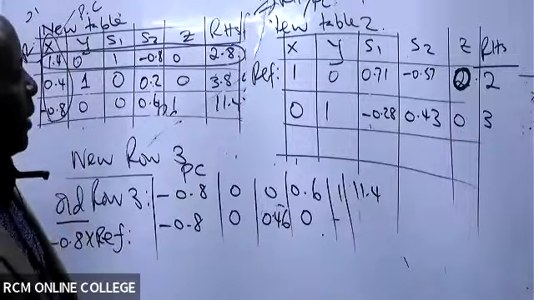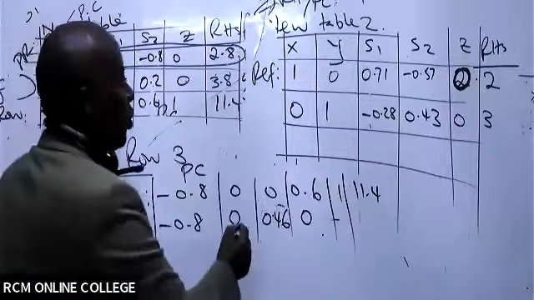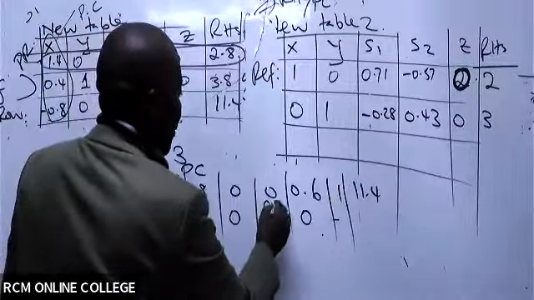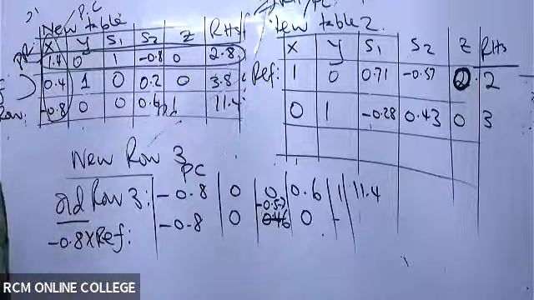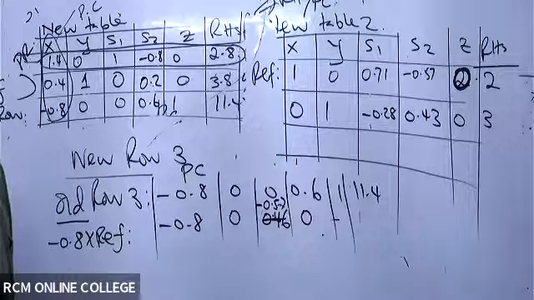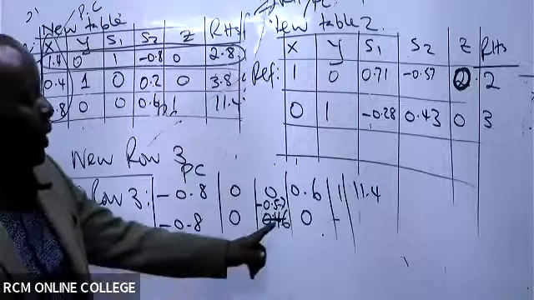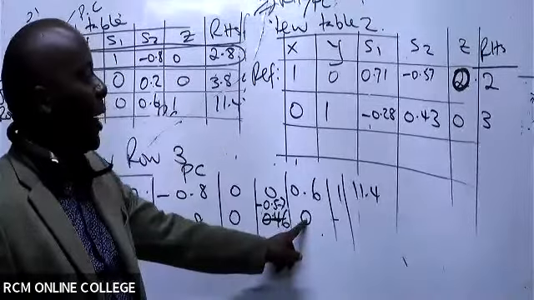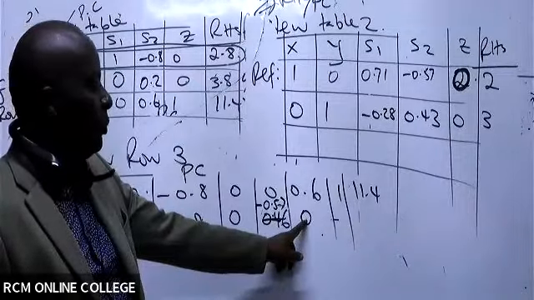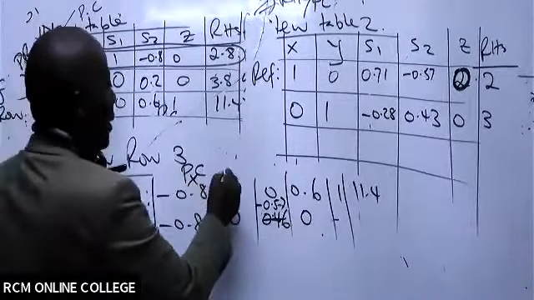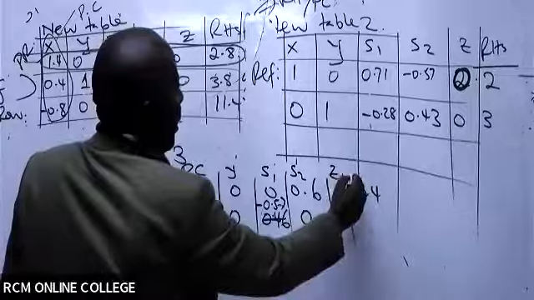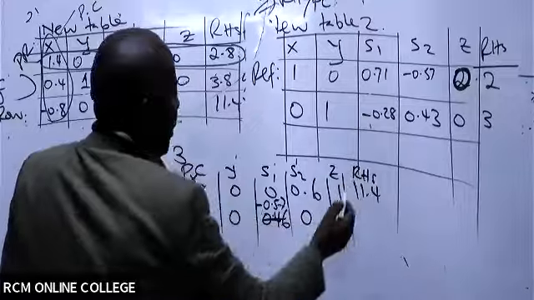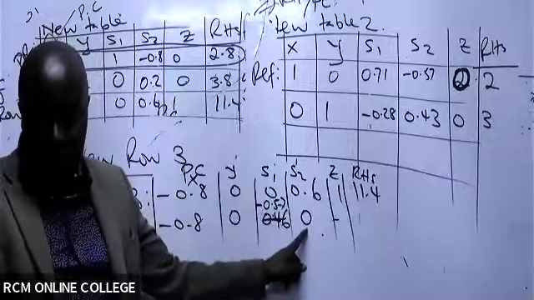S1. I'm told S1 is supposed to be 0.57. Is that correct for S1 now? Yes. And here I hope this is 0. Remember, this is X, this is Y, S1, S2, Z, and then the right-hand side. So give me the one for S2. What do we have for S2?